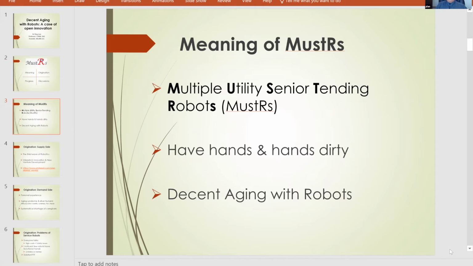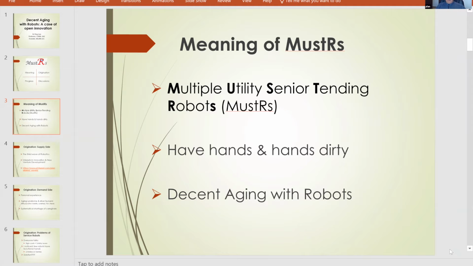So the first one is the meaning of MustRs. It came from our idea, which we call multiple utility senior tending robot. We want this robot to be particularly good for caregiving, to help senior people and also disabled people, and make them useful.